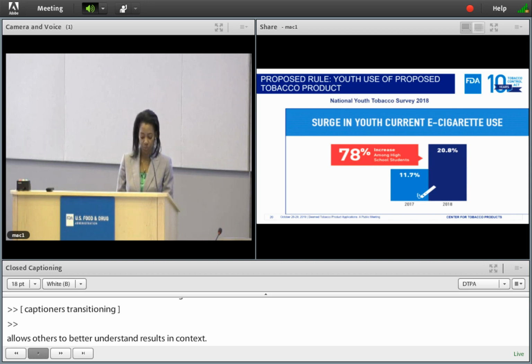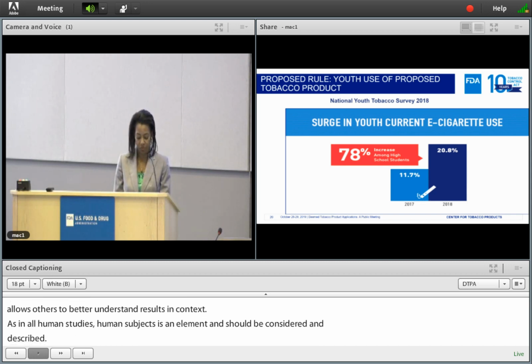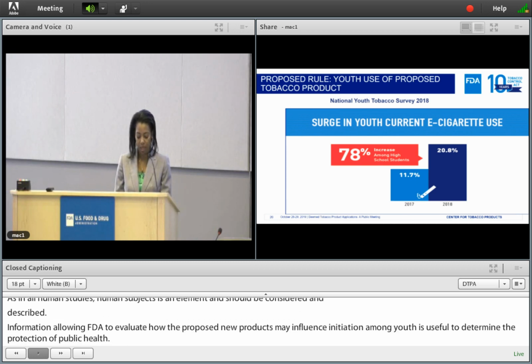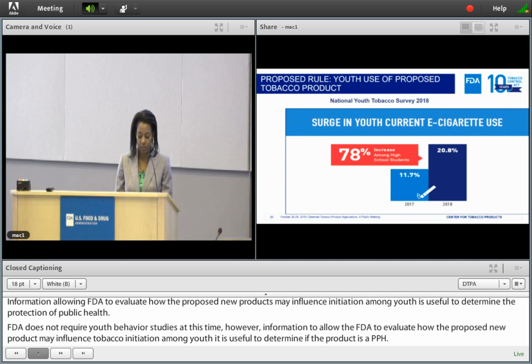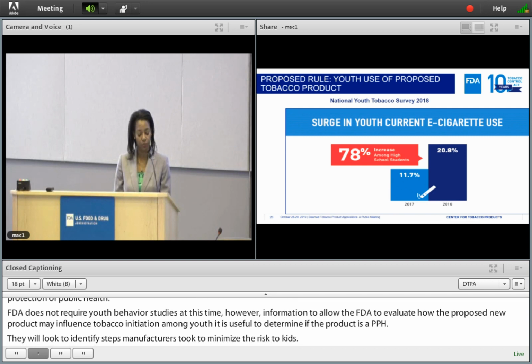Information allowing FDA to evaluate how the proposed new product may influence initiation among youth is useful to determine the protection of public health. FDA does not require youth behavioral studies at this time. However, information to allow FDA to evaluate how the proposed new product may influence tobacco initiation among youth is useful to determine if the product is a PPH. FDA will look to identify steps manufacturers took to minimize the risk to kids. Inferences regarding youth may be extrapolated from young adults, as well as derived from marketing data, scientific literature reviews, national surveys, and/or bridging information.